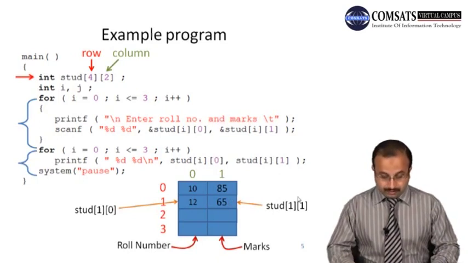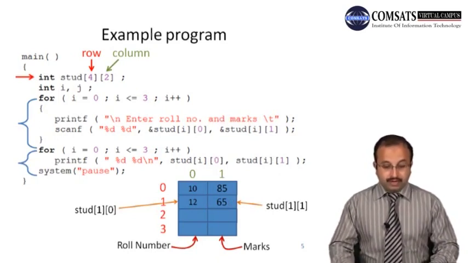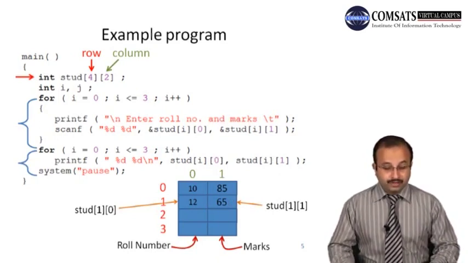Okay. And then the value of I is incremented, it becomes 2, the condition 2 less than or equal to 3 is still true. So you have the message again, enter roll number and marks, and this time the roll number and the marks will be stored at the address STUD[2][0].